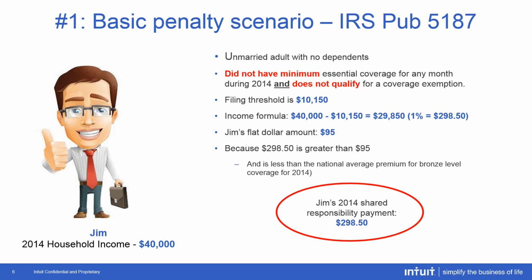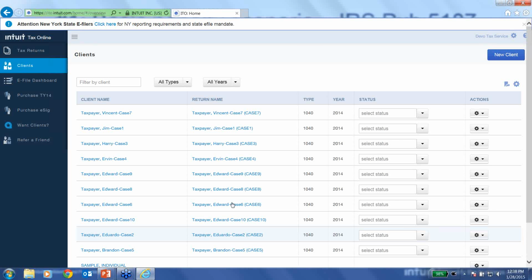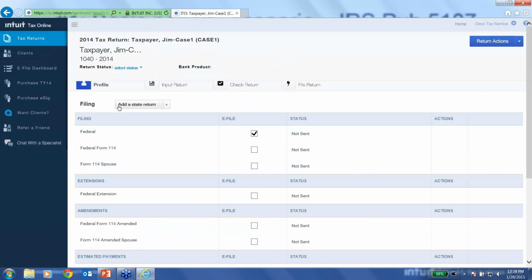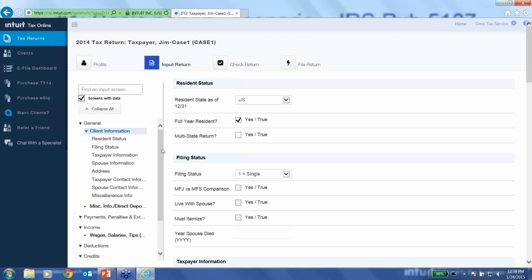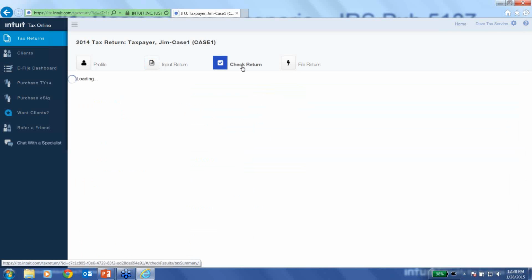In each of these scenarios, I do have the printed results here on the slides, but I'm going to actually go through the results in the product. So we'll go out to Intuit Tax Online here, and we're going to bring up use case number 1. On the inputs, since there was no coverage and exemptions, I don't have any of the ACA screens filled out. So I'm going to actually just go in and check the return now.